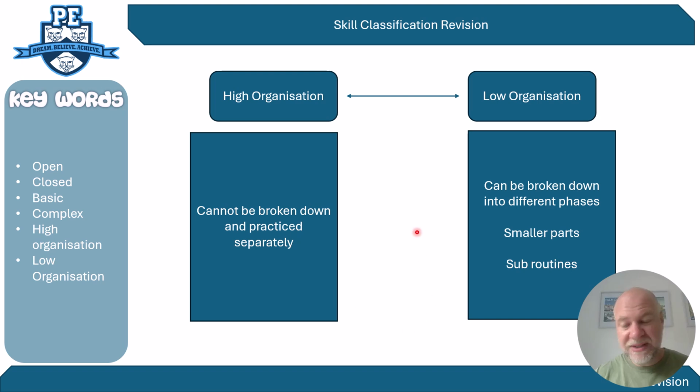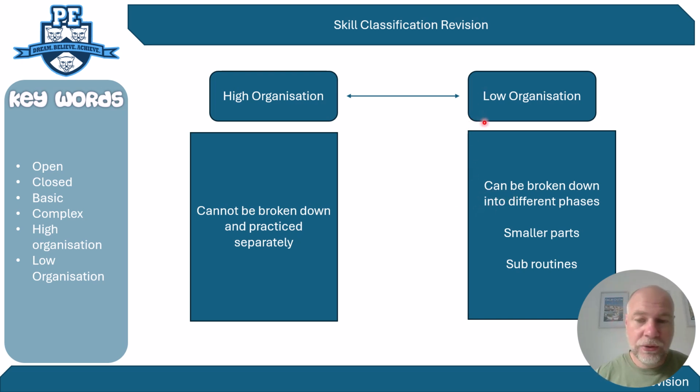Now, the examples, the definitions are quite simplistic, but it's one that people tend to get confused and they can't remember what's high organisation and what's low organisation. And the only way that I really remember it is I look at low organisational skills, and I think it can be broken down into its phases. And I think, right, low has 3 letters and can has 3 letters, and that's the only way I remember it.